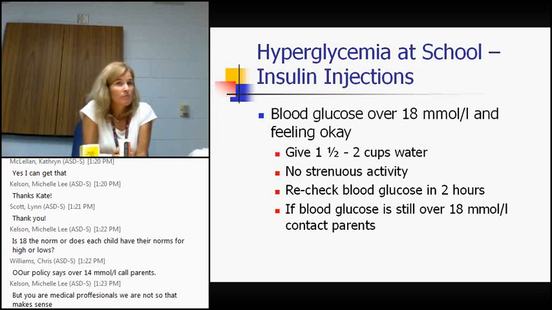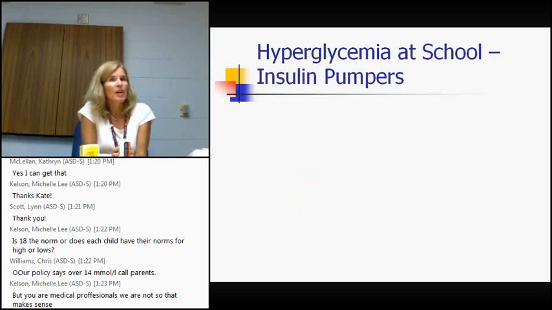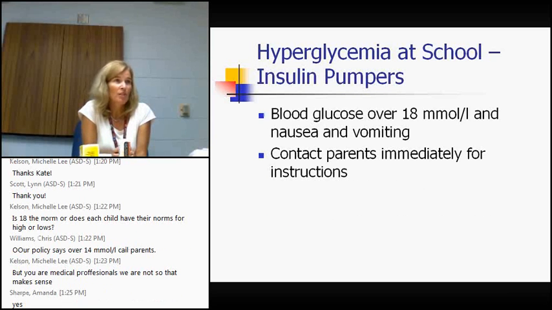Yeah, and Michelle's comment back to us was that you're medical professionals, we are not, so that makes sense, that we're just a little bit more cautious, right? So anyway, we go with 14, and that is cautious for us. But just so people know that, because it's not a medical emergency. You don't send them home with a blood sugar of 15. Does that make sense to everybody? Most children at one time or another are going to have a high blood sugar.